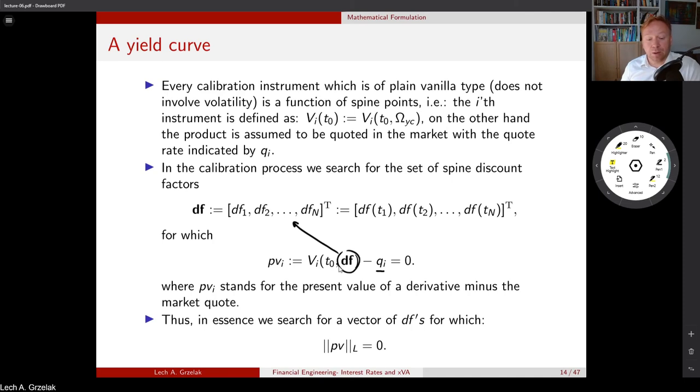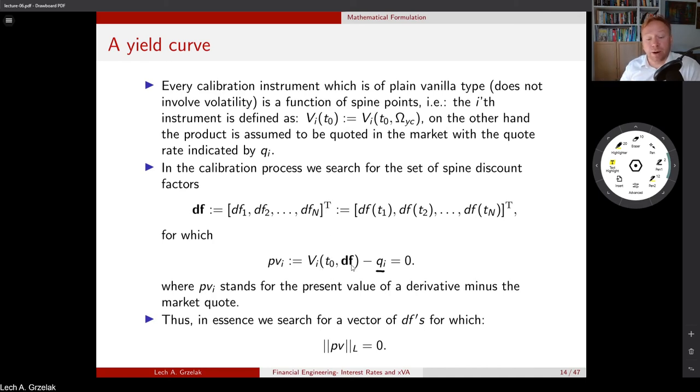In a general sense, we can write the vector of discount factors df as the argument of the pricing function for our swap. We also have Q_i, which is the quote in the market for this instrument. Of course, this is for many market instruments, not only i, but from 1 to N. I will show you later why this is exactly N. For every instrument we use to build the curve, this condition needs to be satisfied: the quote in the market and the price from the curve should be the same. That is the requirement, which ensures that we are pricing back all the instruments we have. This is also a vector, corresponding to the number of instruments we have used to build the curve.